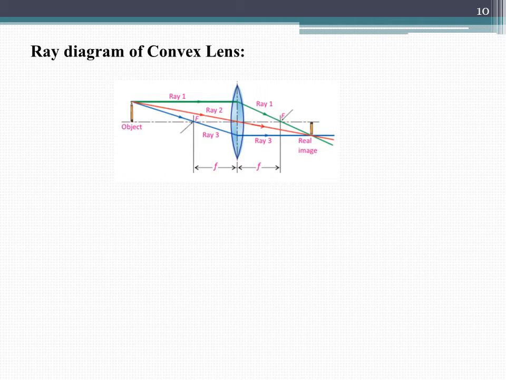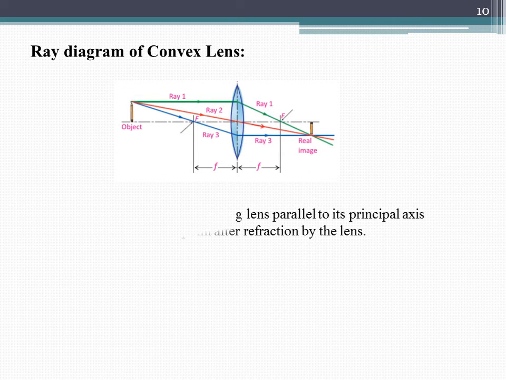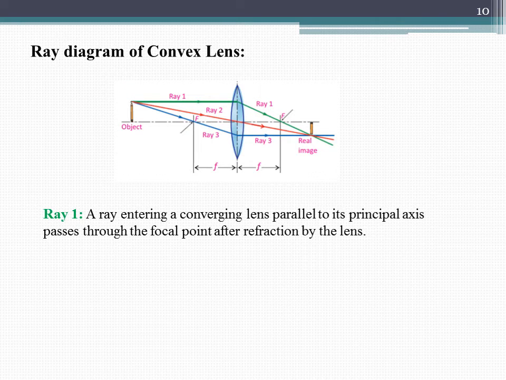A ray diagram is the best way to understand what type of image is formed by a lens and whether the image is magnified or inverted. In a convex lens, image formation can be explained with the help of three principal rays. Ray 1, shown by green color in the figure, is the ray that is parallel to the principal axis. After refraction by the lens, it passes through focal point F.